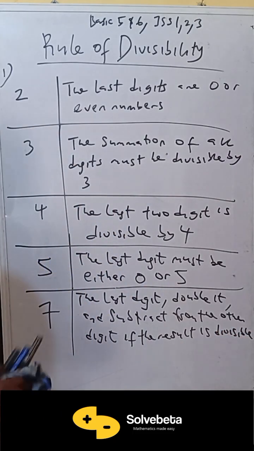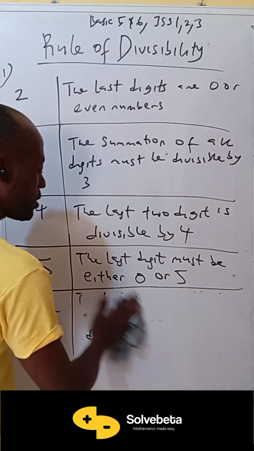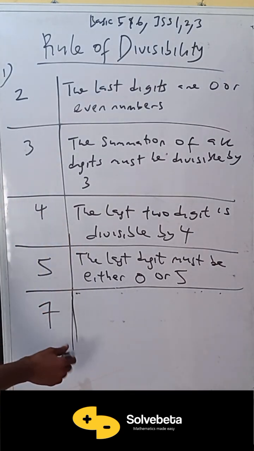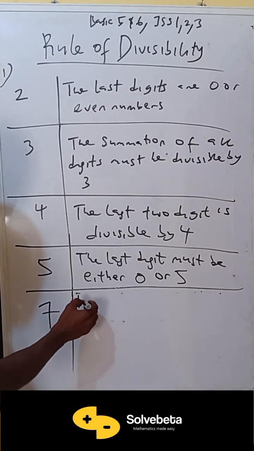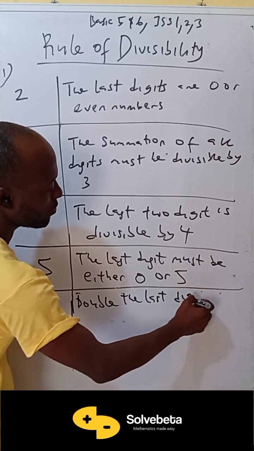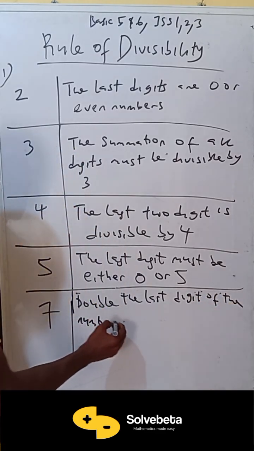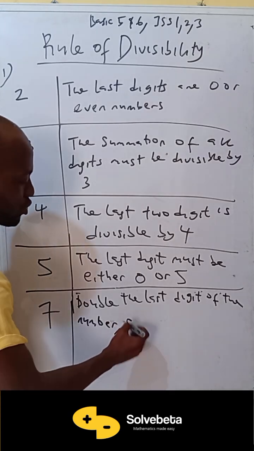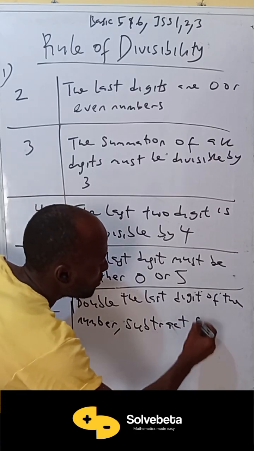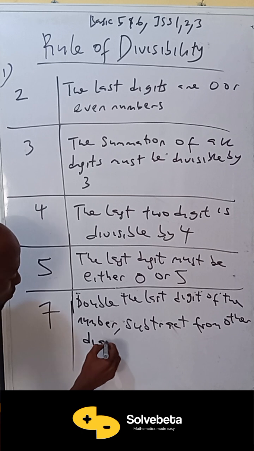Okay, let me write this properly, because it's a lengthy one. Let me write it properly so that you understand. So the first thing, you double the last digit of the number. Double means multiply by 2. Double the last digit of the number. Subtract from the other digits. Subtract from the other digits. The other digits as a whole.